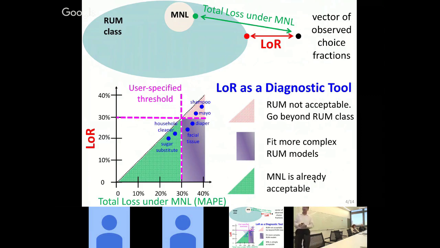You can fit more complex RUM. Oh, okay. So currently that's one. But right now the most complex, fanciest model within the RUM class is the probability mass function over rankings.